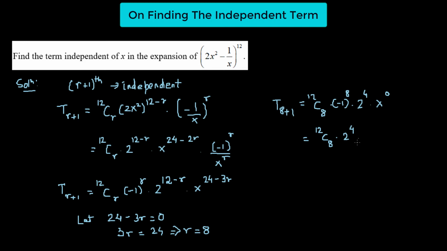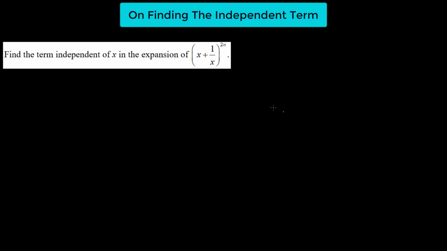Let's move on to the next. So here we have to find out the term which is independent of x in the given binomial expression. Same way as before, our r plus 1th term is going to be the independent term.